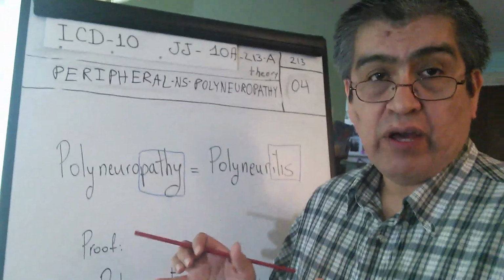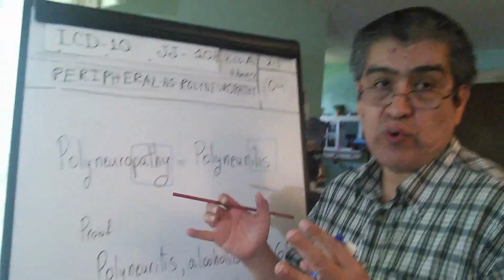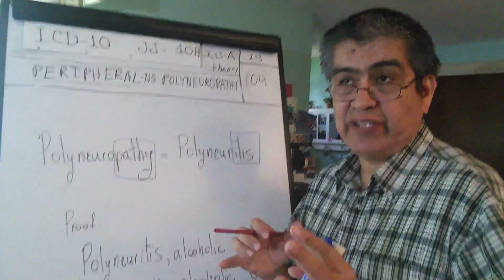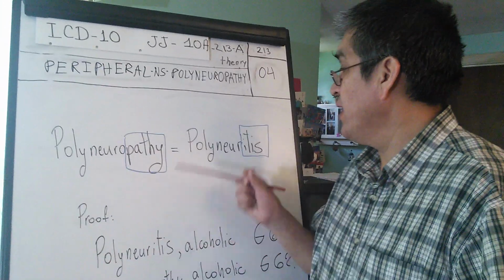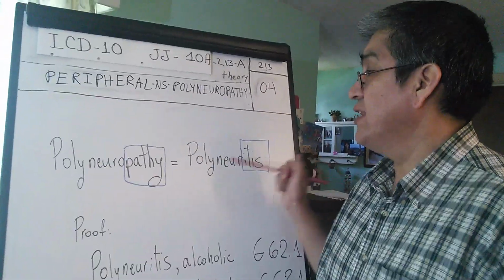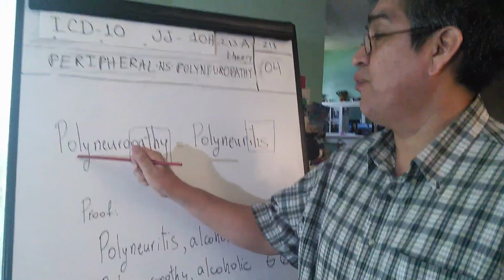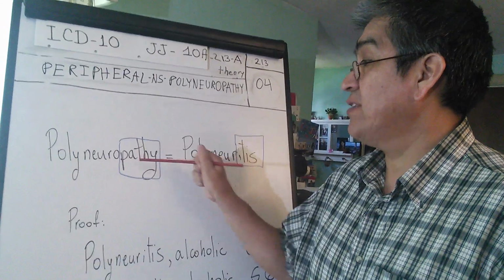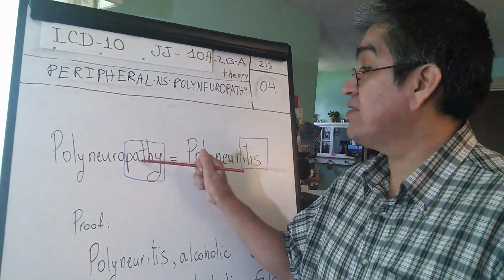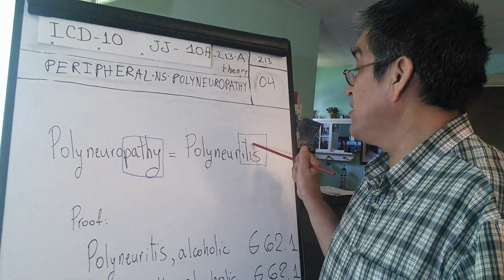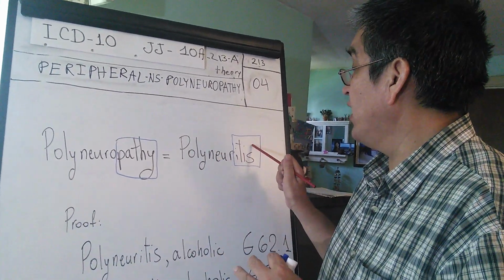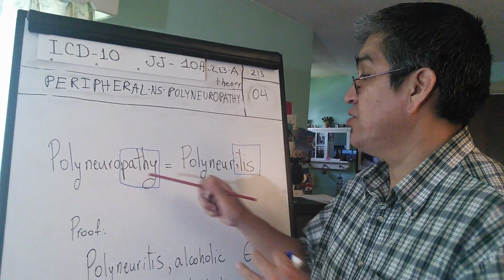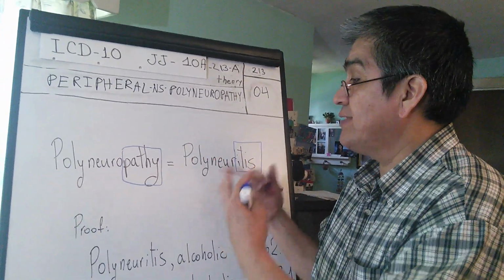Now, for coding purposes, some words are slightly different than others, but for coding purposes, they mean exactly the same thing. In the case of polyneuritis, it's exactly the same thing as saying polyneuropathy. By examining the word, the pathy means disease condition and the itis means inflammation, which would be a little different because this is a specific disease condition, this is a general disease condition, but for coding purposes, it's the same.